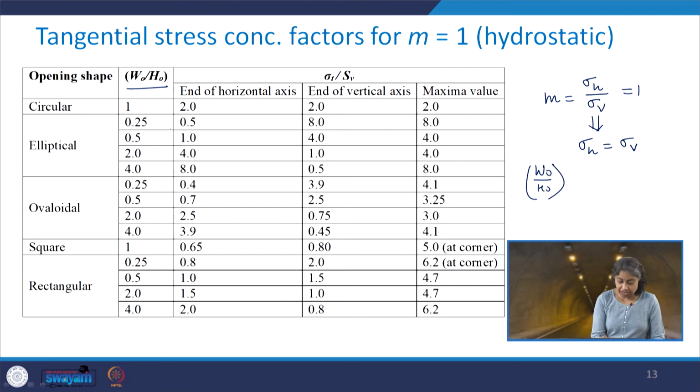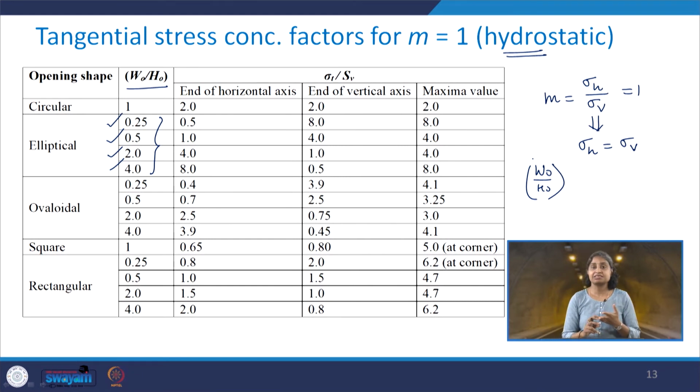So, as usual in the earlier cases also, here we have taken 4 values of W naught by H naught, that is 0.25, 0.5, 2 and 4, and then we have obtained these values from the figures that I showed you in the previous class corresponding to hydrostatic state of stress, and have compiled all these values at the end of horizontal axis, at the end of vertical axis, and also the maximum value.